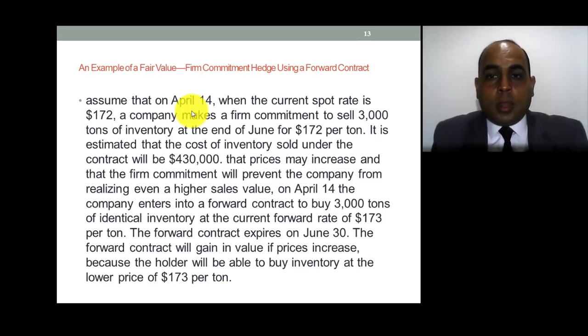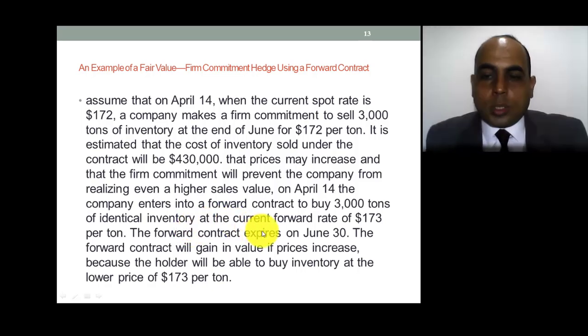It's estimated that the cost of inventory sold under the contract will be $430,000. The prices may increase, and the firm commitment will prevent the company from realizing an even higher sales value. On April 14, the same date of providing the commitment, the company enters into a forward contract to buy 3,000 tons of identical inventory at the current forward rate.